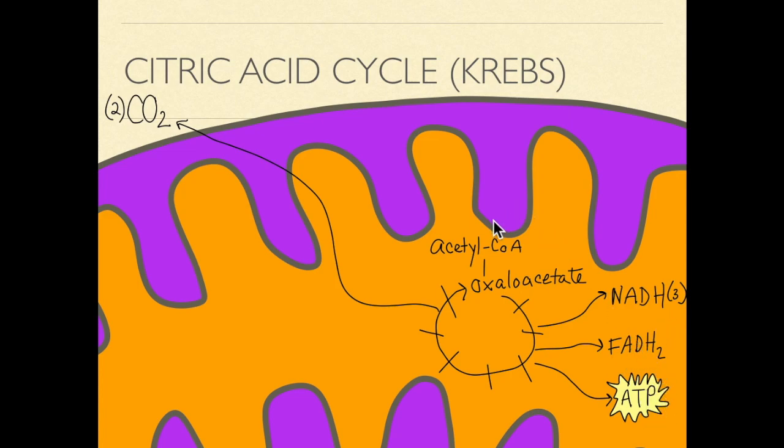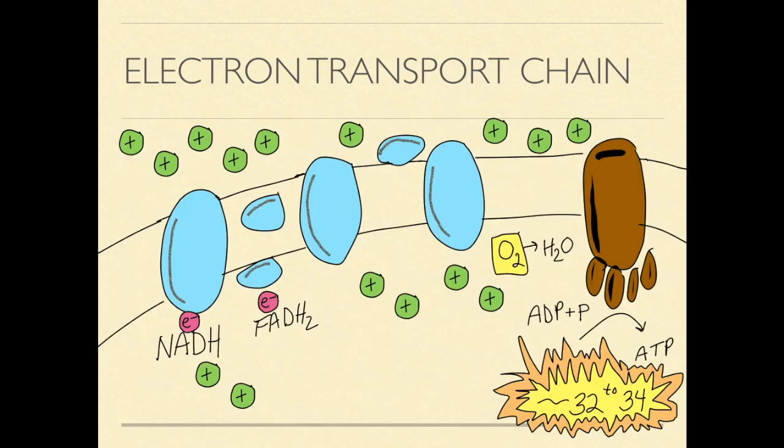Okay, and for every glucose molecule, we should be able to run this cycle twice, right? Because we have 2 acetyl-CoA molecules. So these numbers would actually be doubled if we looked at a molecule of glucose as opposed to 1 acetyl-CoA.